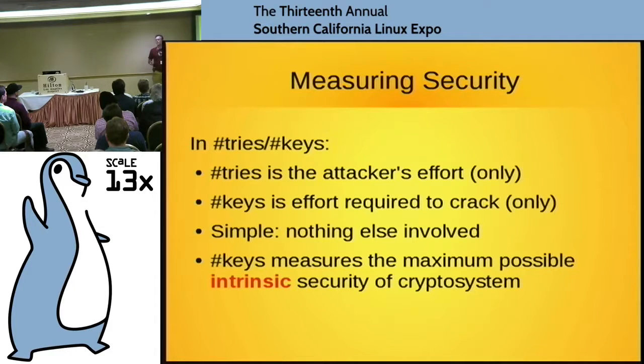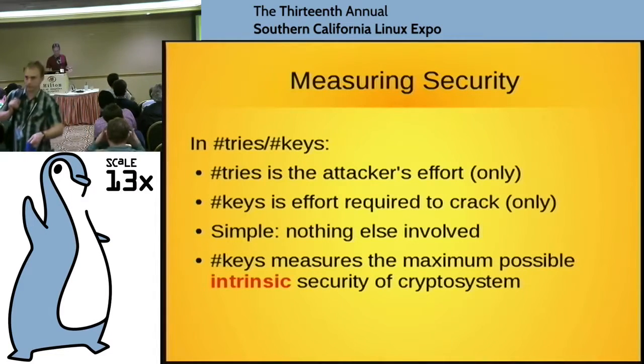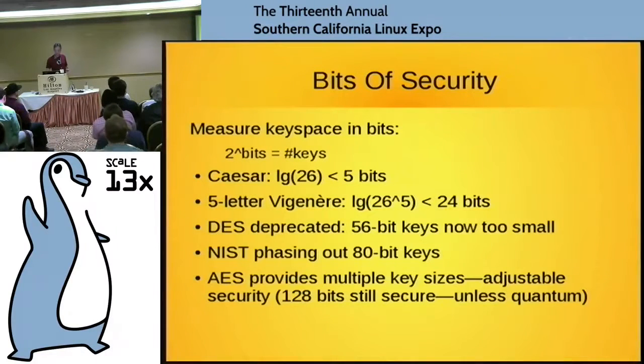So when I calculate that probability, tries is just about the attacker. It's just about how much effort he expended. Number of keys is just about how much effort it would require. Okay? Nothing else is involved. So the denominator, the number of keys, actually measures the maximum intrinsic security of the system. That's the most we can achieve, right?